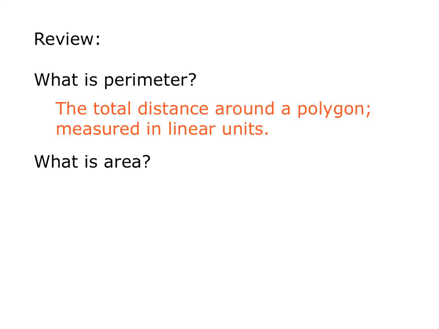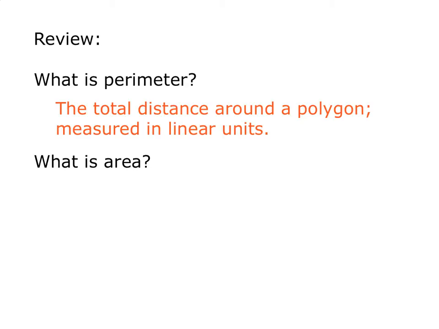Okay, so perimeter was the total distance around a polygon. We measure it in linear units. If you don't know what I mean by linear units, I'm meaning just inches, centimeters, feet, yards, just not a square unit, just a linear straight measure.